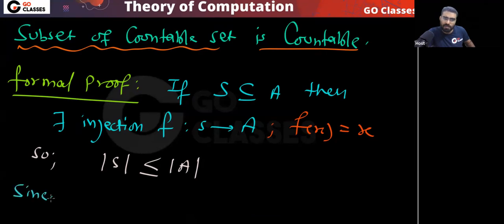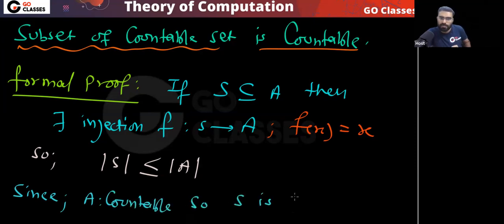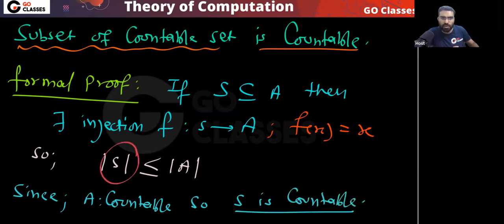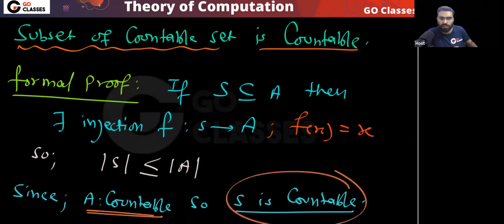Now, since A is countable, S is also countable, because the cardinality of S is less than or equal to the cardinality of A. Yes or no? So if A is countable, then S also will be countable. Okay, so this is how you can prove it. Is this understood? Please tell me. So remember, very simple: a subset of a countable set is countable. Very easily you can solve it.